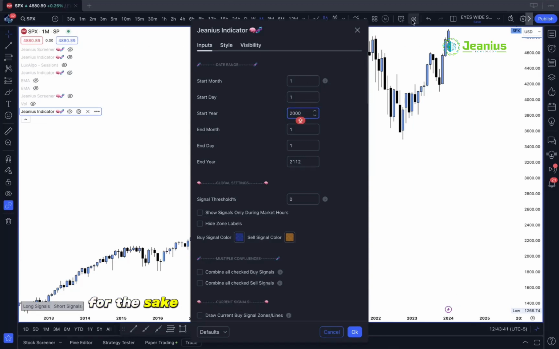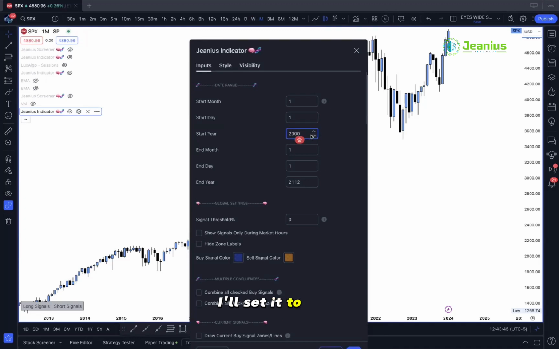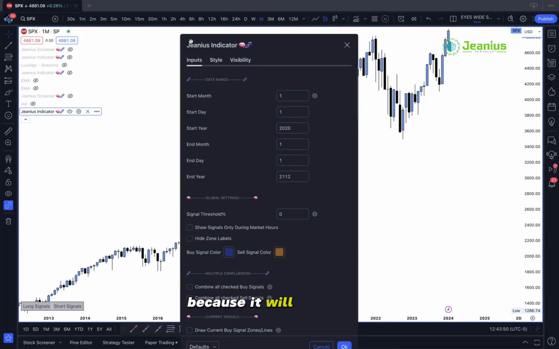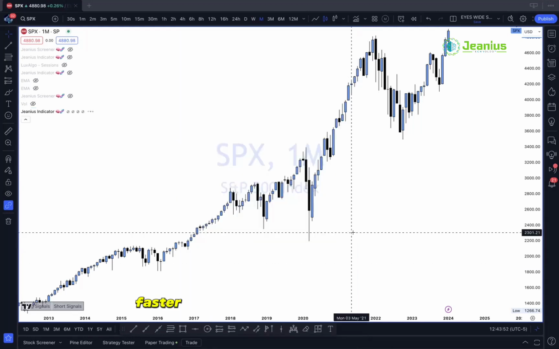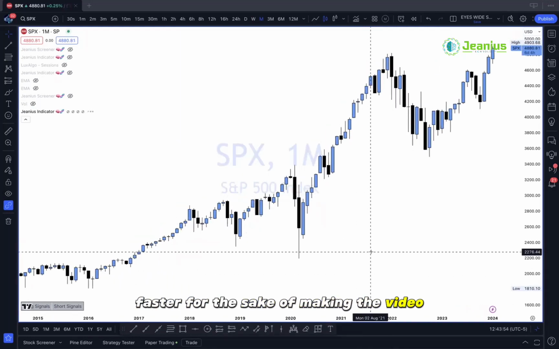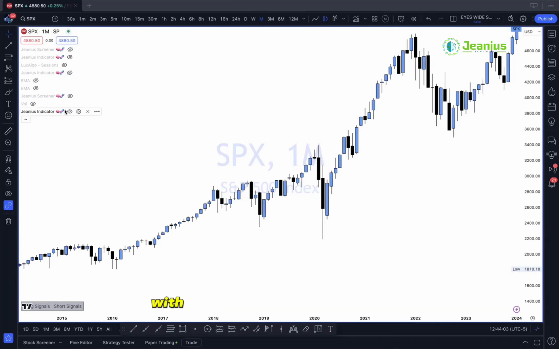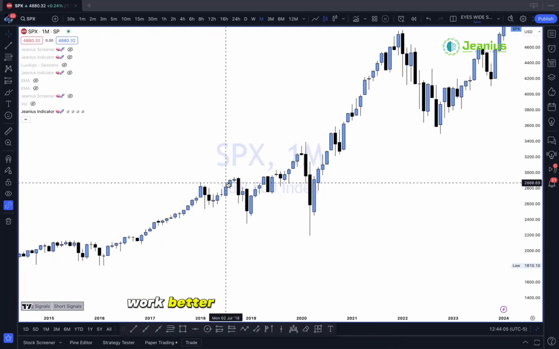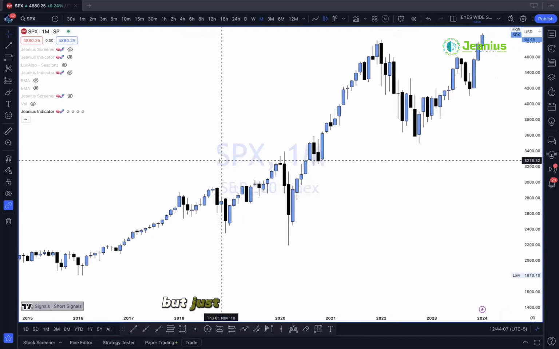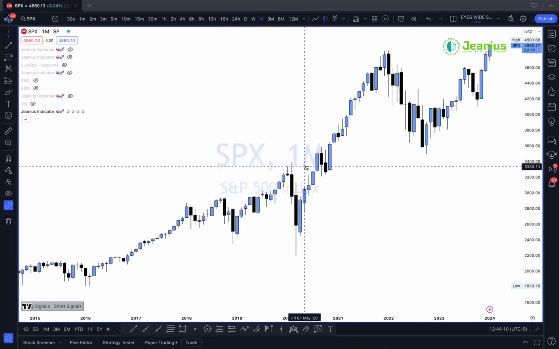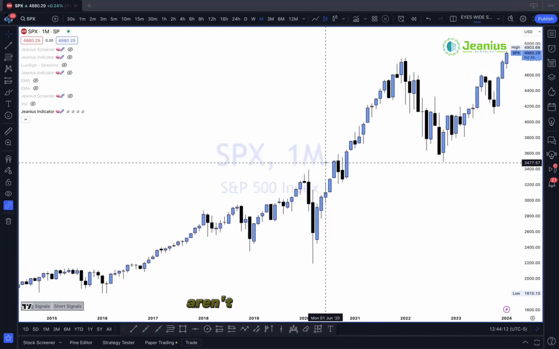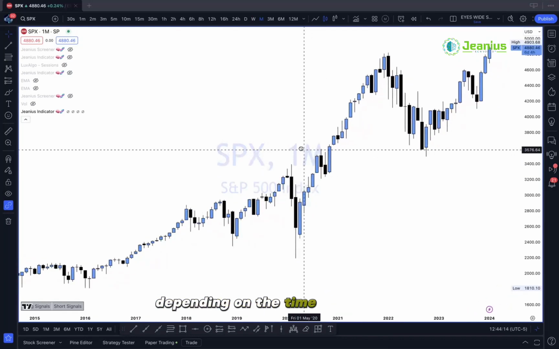For the sake of the beginning stages of the indicator, I'll set it to 2020. The reason I'm setting it to 2020 is that it will work a lot faster for the sake of making the video. As you go through your practice, when you're trying to figure everything out, just play around with the dates and see which dates work better for you on which time frames. But keep in mind that it's very important to make sure those dates aren't too high or too low depending on the time frame you're on.